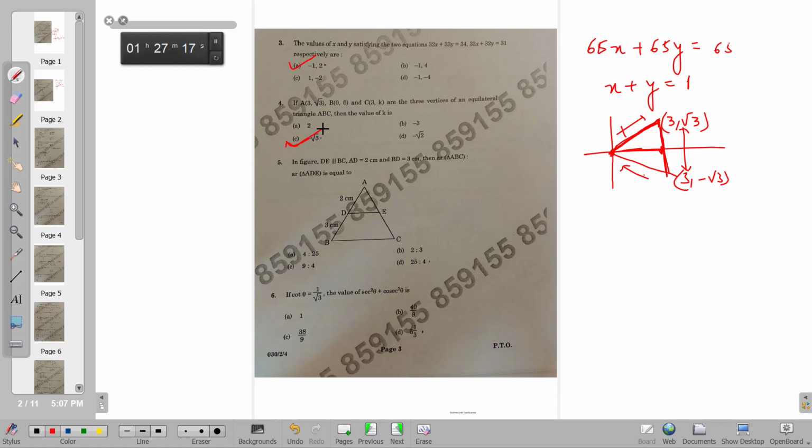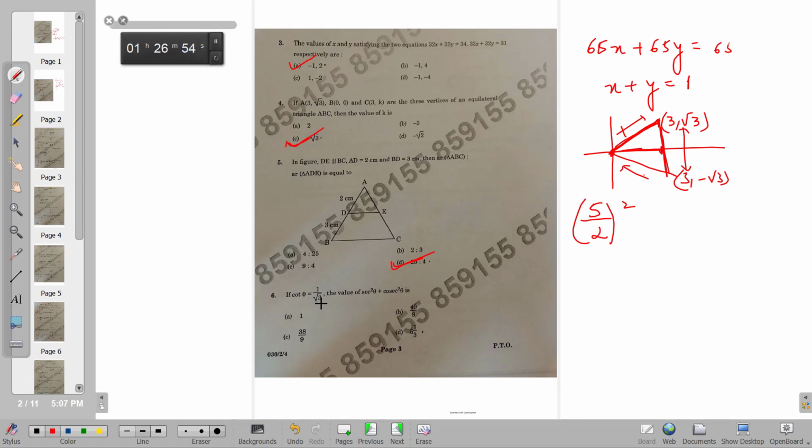Then we have fifth question. Let's see. Area of triangle ABC by area of triangle AD. So big triangle by small triangle. And it's already given it's parallel. What is the big side by small side? Big side by small side is 5 divided by 2. So the ratio of areas would be square of this, which is 25 by 4.